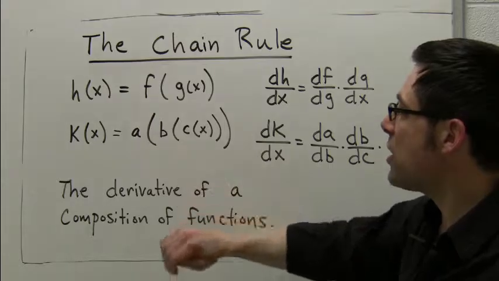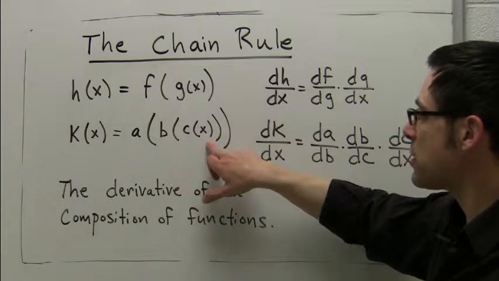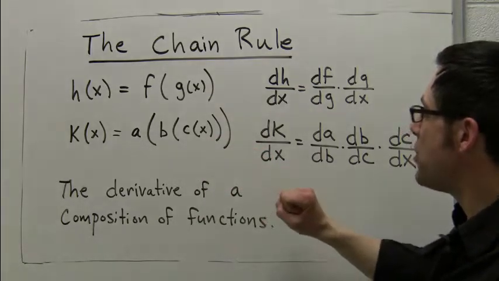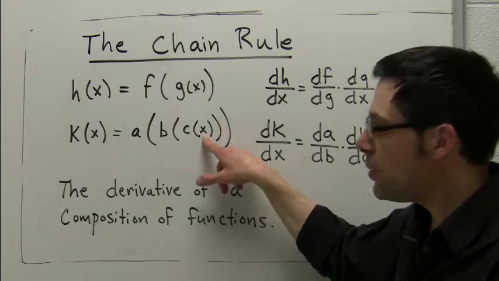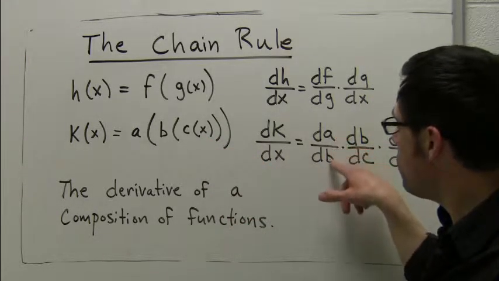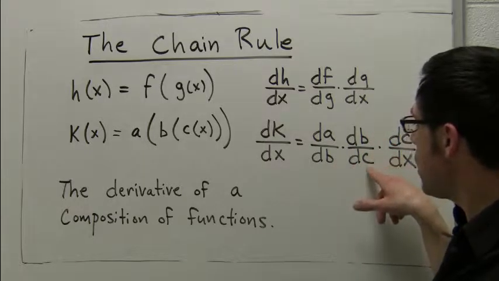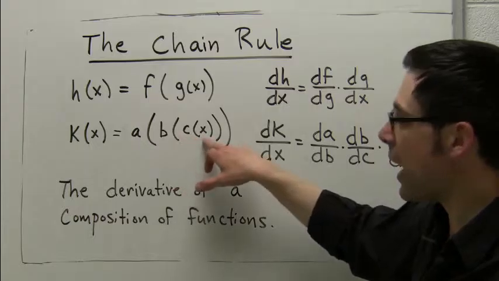In this case, k is a function of a, which is a function of b, which is a function of c, which is a function of x. All that happens is, if I want to know how k changes with respect to the innermost input, x, then I have to go from a to b, then from b to c, and then finally from c to x. So I have to go from a to b to c to x.